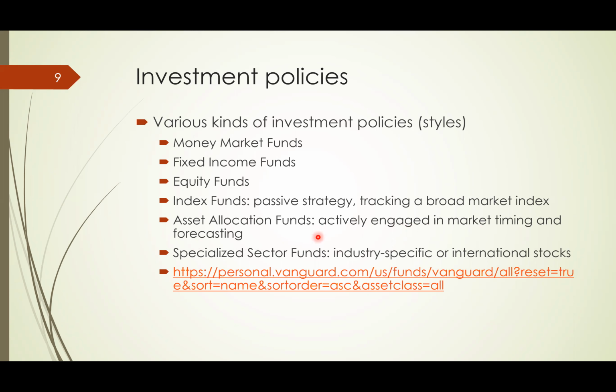So one of the common asset allocation funds is the target retirement date fund. Okay, when you invest, you can select the fund with a year referring to your targeted retirement year, and the fund is going to shift between stock and bond over time based on your estimated horizon to retirement. Special sector funds include industry funds as well as international stocks or bonds.